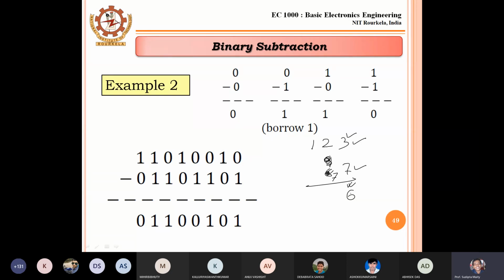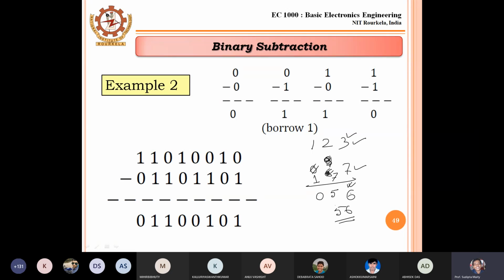Then I have to again borrow 1. That means I have to assume here it is 12, then 7, then 5. Now I have taken borrow 10, that means 1. So here we have 0. 0 plus 1 means replace with 1. So 1 minus 0, so 0. So the final result is 56. So in this way we got it.